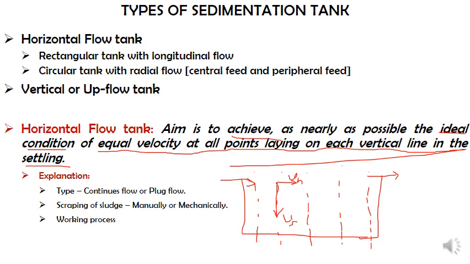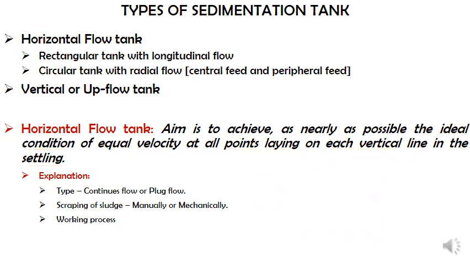So this is what is basically being told over here. Now, with respect to explanation of the different types, whenever it comes to the horizontal flow tank, we may have two types. One is continuous flow and one more is plug flow. So what that continuous flow is, you can just see here.